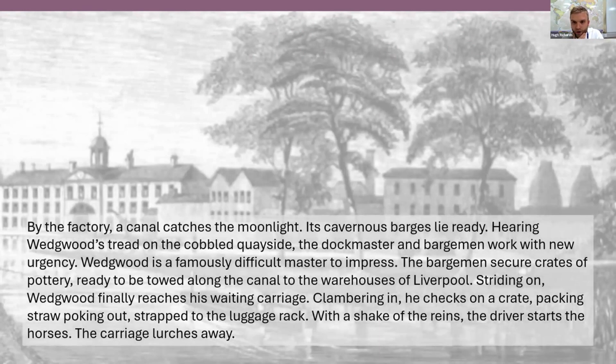By the factory, a canal catches the moonlight. Its cavernous barges lie ready. Hearing Wedgwood's tread on the cobbled quayside, the dockmaster and bargeman work with new urgency. Wedgwood's a famously difficult master to impress. The bargemen secure crates of pottery, ready to be towed along the canal to the warehouses of Liverpool. Striding on, Wedgwood finally reaches his waiting carriage. Clambering in, he checks on a crate, packing straw poking out, strapped to the luggage rack. With a shake of the reins, the driver starts the horses. The carriage lurches away.